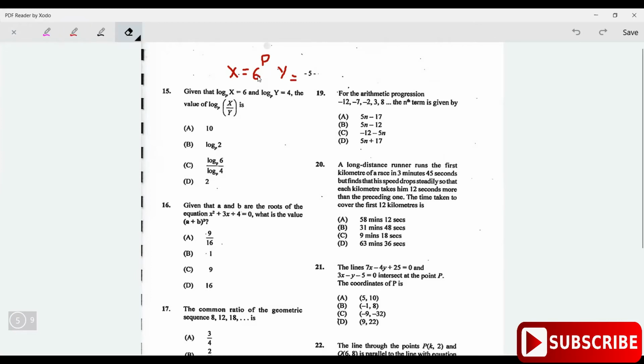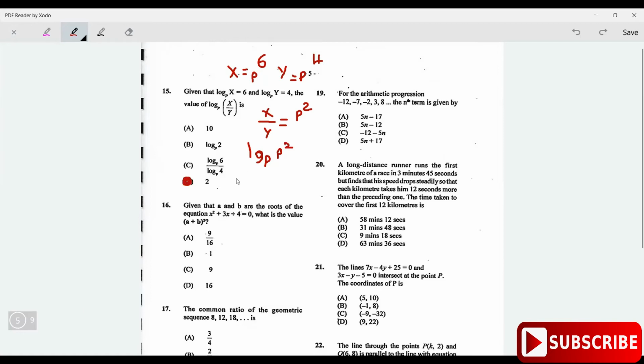X is equal to the base. The base is p. So x is equal to p to the power of 6, and y is equal to p to the power of 4. And so that means that x divided by y would be equal to p to the 6 over p to the 4, which is p squared. And so therefore now the log to base p of x over y is log of p squared.